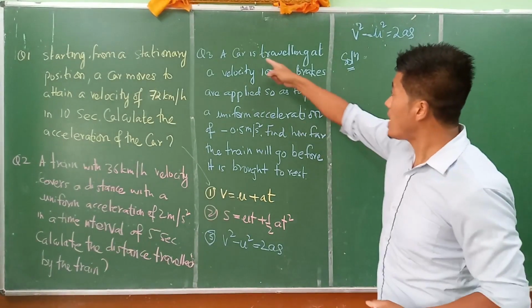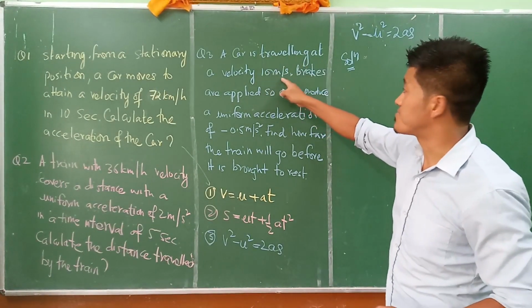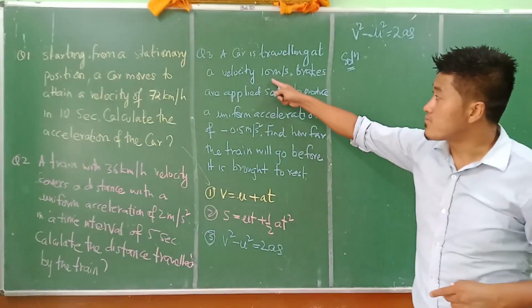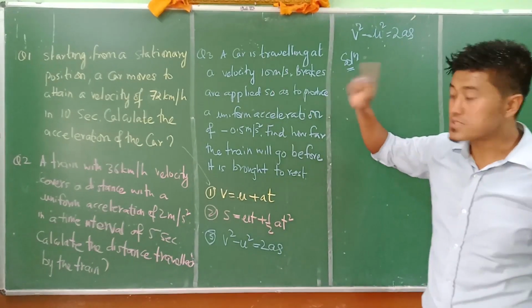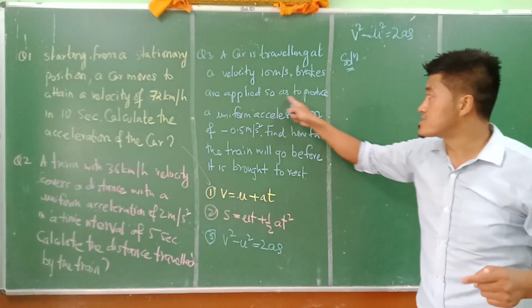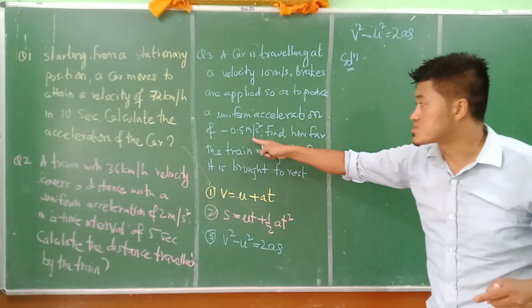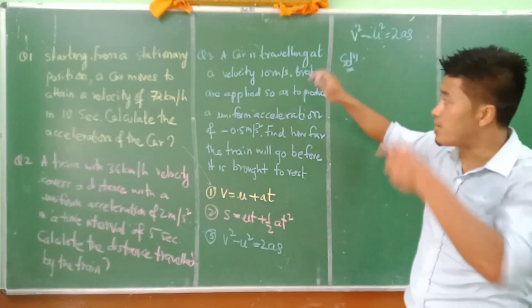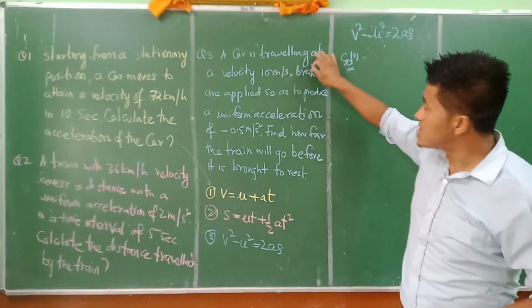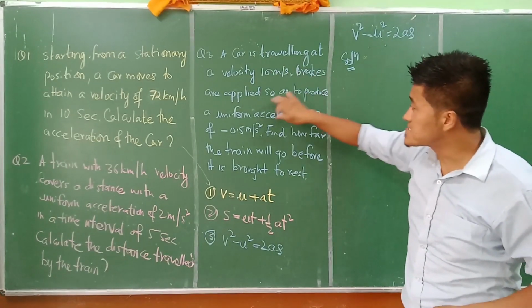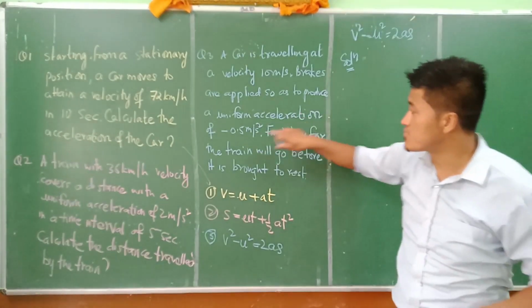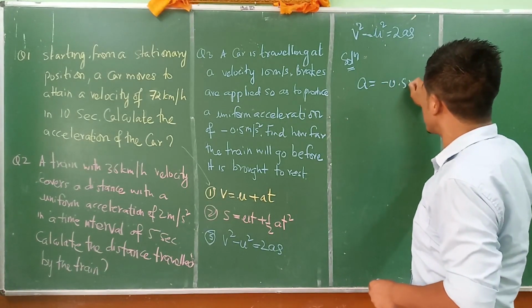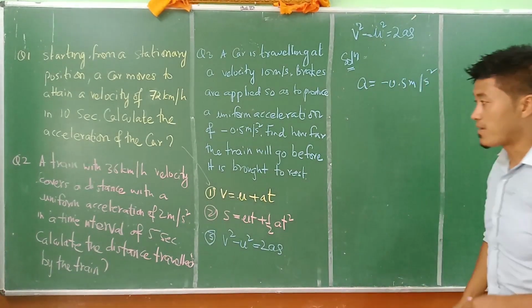Now, we are going to write, a car is traveling at a velocity of 10 meters per second. That means a car is already traveling at a velocity of 10 meters per second. Now we have to understand, brakes are applied so as to produce a uniform acceleration of 0.5 meter per second. Now it's very confusing over here, this part here. So let us forget about this for the time being. So a car is traveling at a velocity of 10 meter per second, brakes are applied so as to produce a uniform acceleration. We're going to write A is equal to minus 0.5 meter per second square. This we are going to make up.